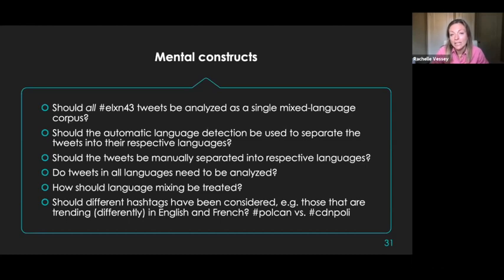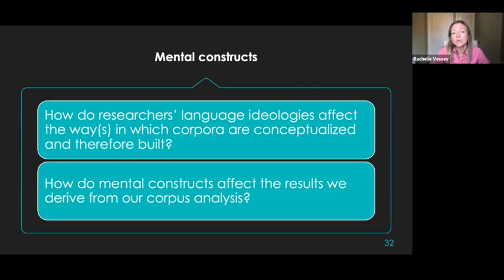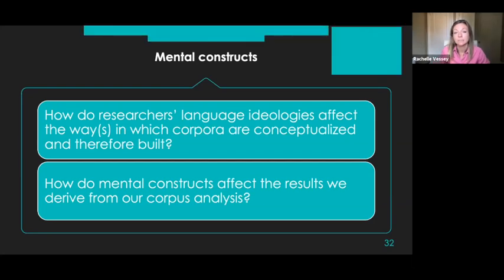And then more generally, this is how I constructed this corpus, right? I told you that there was one hashtag that allowed both official language groups to participate, but there were other hashtags that I could have used. The PolCan, which is the Canadian politics hashtag used by French speakers, and the CDNPoli hashtag used by English speakers. They all relate to different ideas about what a meaningful community is. So more generally, my question is, how do researchers' language ideologies affect the ways in which corpora are conceptualized and therefore built? And how do mental constructs affect the results that we derive from our corpus analysis?